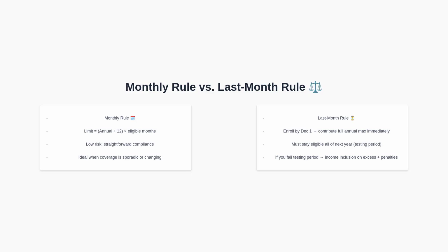On the left, the monthly rule. Your limit equals the annual limit divided by 12, multiplied by the number of months you are eligible. This approach is straightforward and lower risk, especially when coverage is sporadic.